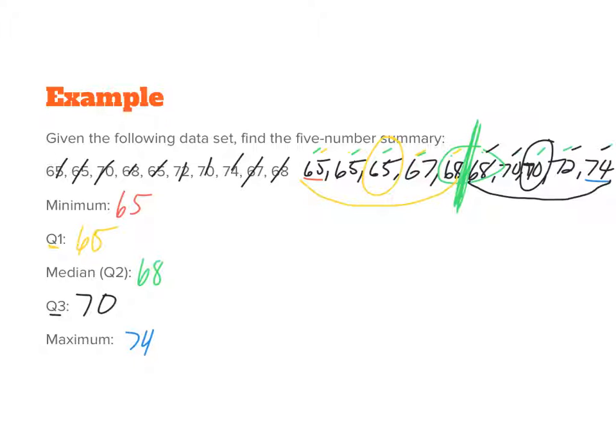So here is my 5 number summary. My minimum is 65, my quartile 1 is 65, my median or quartile 2 is 68, my quartile 3 is 70, and my maximum is 74.